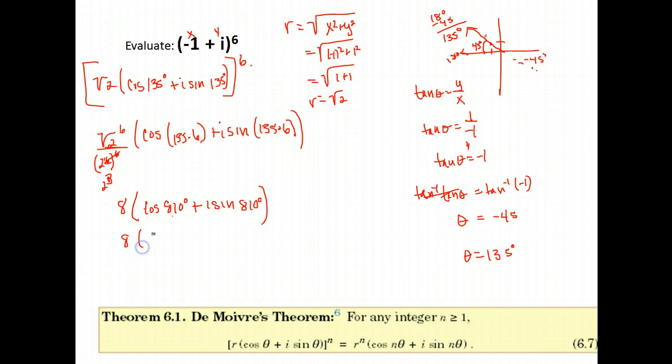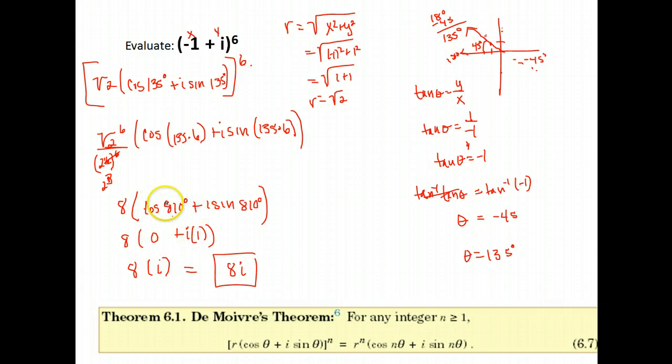Okay, so that tells me I have either a 90, go around the circle and then come to a 90, or go around and come to 270. Here, I'm going to do the sine of 810, and I get 1. So I get 0 plus i times 1. Well, 0 plus i times 1 is just i, so I get 8 times i, or 8i for my answer.